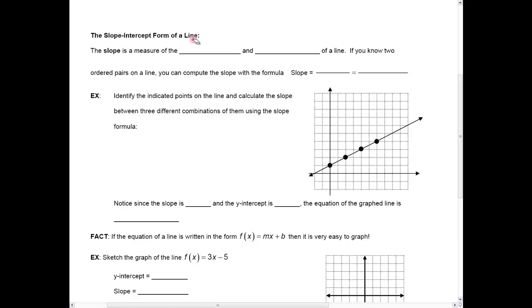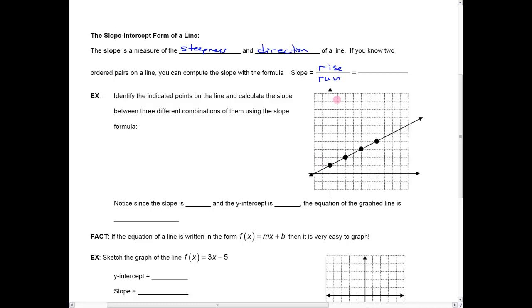Hi everybody. In this lesson I want to talk about the slope-intercept form of a line. You remember that the slope is a measure of the steepness and the direction of the line. Another thing you may remember is if you have two ordered pairs on a line, you can compute the slope with the formula that the slope is the rise over the run.